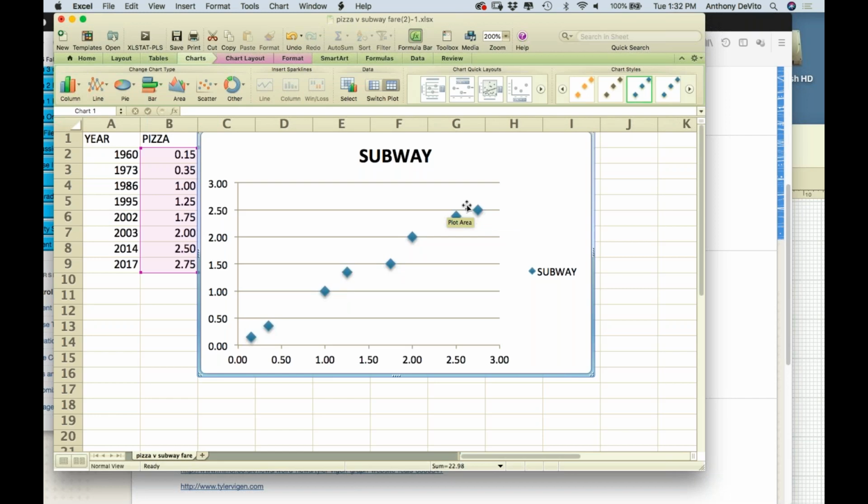In other words, there's an association between the cost of pizza and the subway fare. I didn't say that one causes the other. I just said that there's an association. So if we're going to talk statistics, if I'm going to create a null hypothesis, I'd say null hypothesis: there's no association between the cost of pizza and the cost of a subway fare. My alternative would be that there is an association.